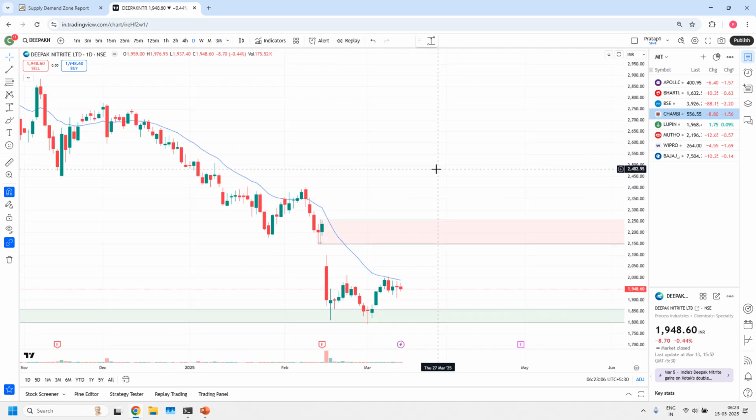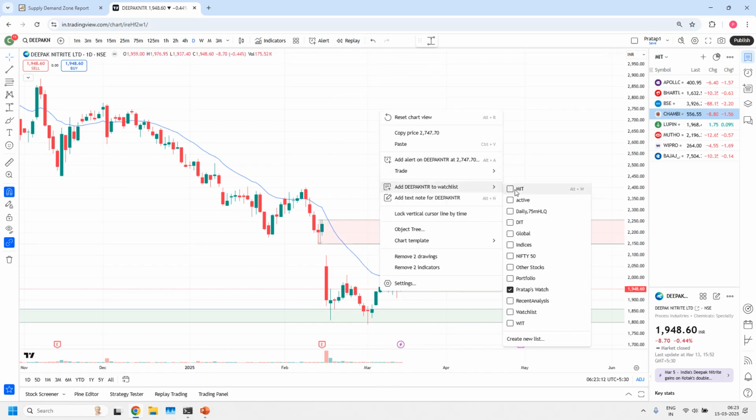Okay. So anyway, this is Deepak Nitrate. This is the supply zone. Let us add this into our watch list.